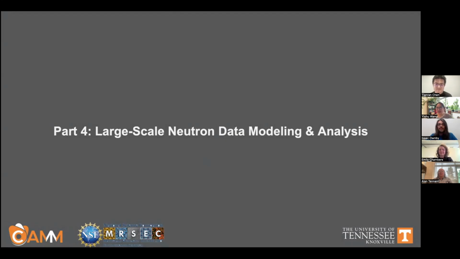So after a busy beam time where you have collected all the data, the next task is going to be what kind of information you can get from the data. What are the data analysis tools that we can use to model the data and learn about the information? So Tianran is going to tell us about the large-scale neutron data modeling and analysis. Okay, Tianran. Hello, I'm Tianran, and today I'm going to talk about the modeling and analysis of large-scale neutron data.